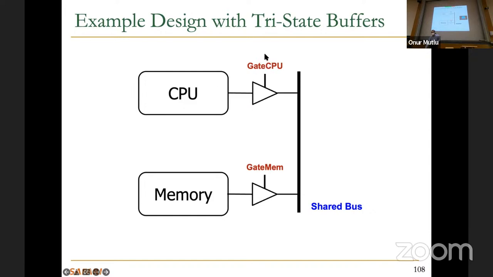If CPU is sending to memory, you enable this and you disable this, and then there's another connection that I don't show over here that goes into memory, but ignore that for now. But basically, if CPU is sending something, you enable this tri-state buffer such that CPU's data goes on the bus and gets to wherever it needs to go. And if memory is sending something, then you ensure that this is enabled and this is disabled so that memory's stuff goes to where it needs to go.